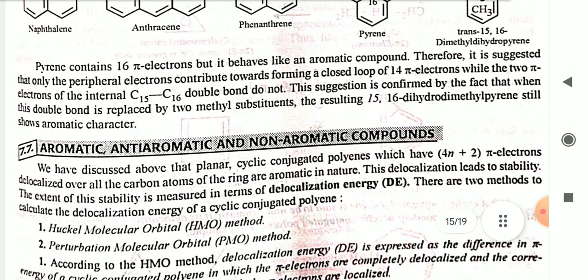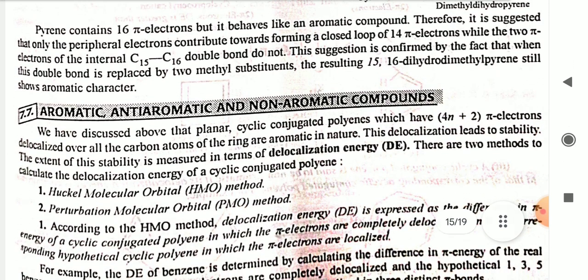Pyrene contains 16 pi electrons, but it behaves like an aromatic compound. Therefore, it is suggested that only the peripheral electrons contribute toward forming a closed loop of 14 pi electrons, while the 2 pi electrons of the internal C15-C16 double bond do not. This suggestion is confirmed by the fact that when this double bond is replaced by 2 methyl substituents, the resulting 15,16-dihydro-dimethylpyrene still shows aromatic character.